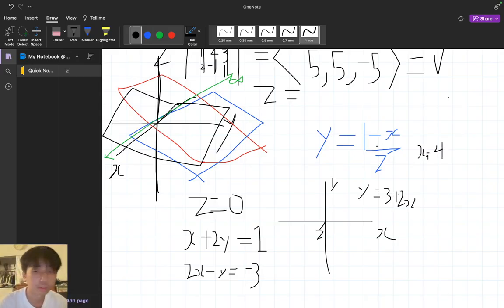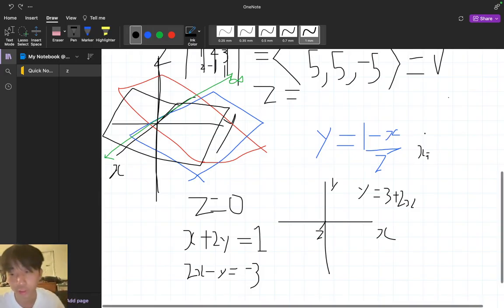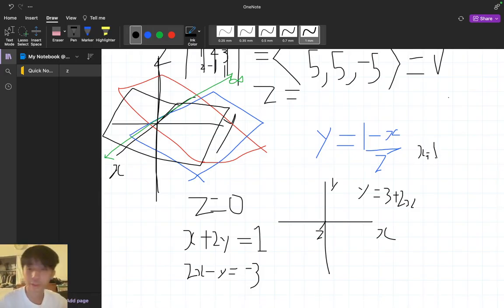And if you plug in 4 here, you get, wait, hold on, no, you don't get 4, you get negative 1. And if you plug in negative 1, you get y equals 1. And we already set z equals 0. So the point on the line of intersection is 1, negative 1, 0, I mean, oh, 1, 1, 0.